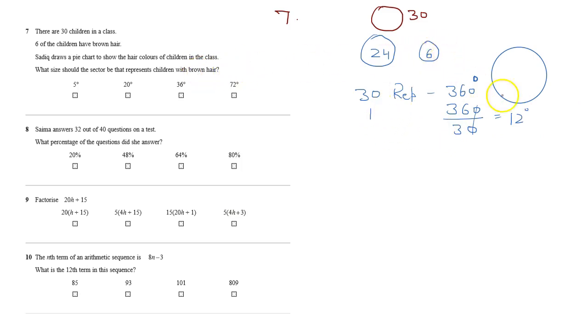So with the brown hair there are 6. So 12 multiplied by 6 is 72 degrees. So this will represent the students with the brown hair.